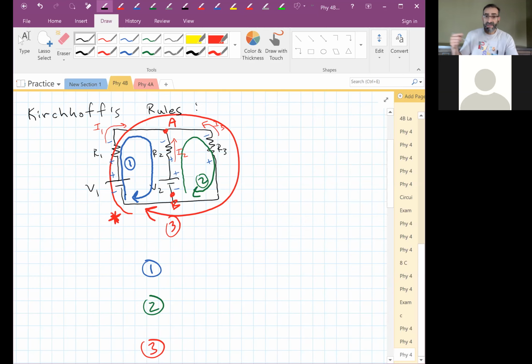I go in the low voltage side of a battery. I come out the high voltage side, so I've gone up by the voltage on that battery. I just rose by that amount of voltage.